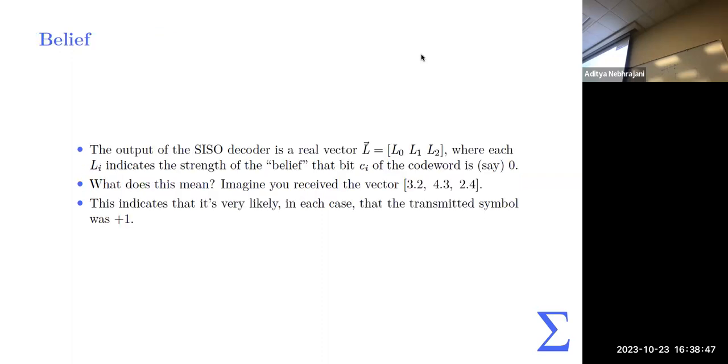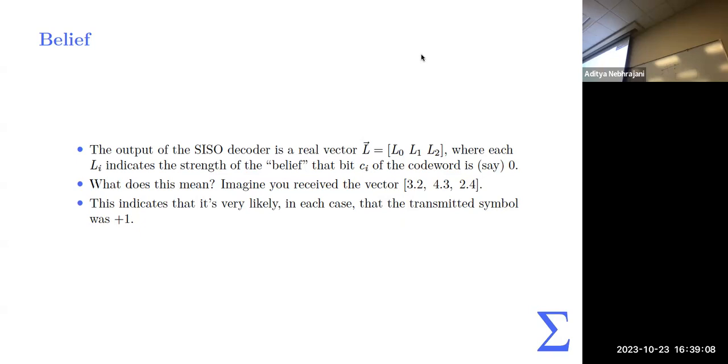So going back to what I was talking about earlier with beliefs, the output of this decoder is a real vector. It takes in the real vector R, and it outputs another real vector L, where each of the elements of L represents the strength of the belief that bit i is, let's say, 0.